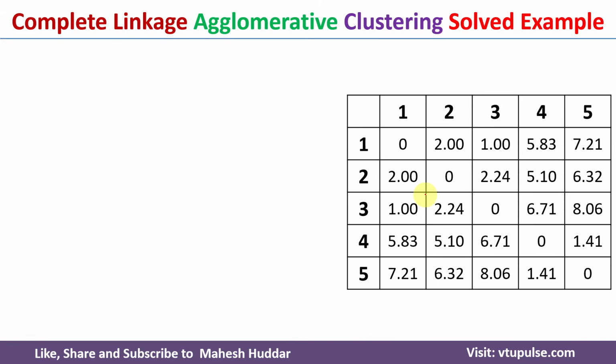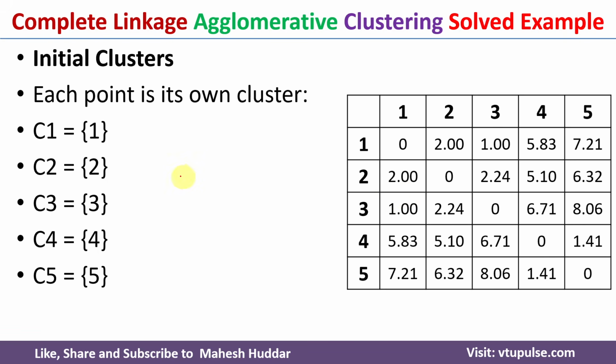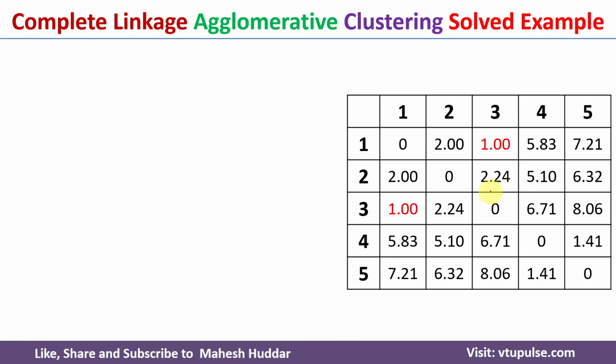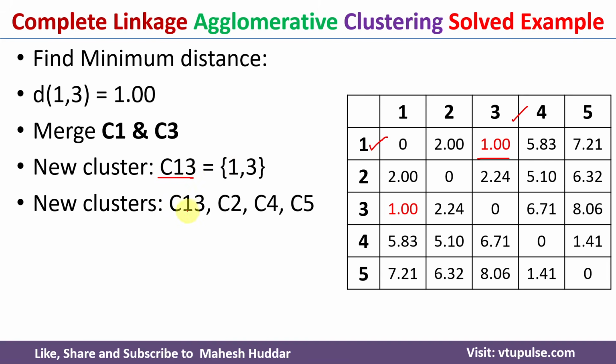In the complete linkage agglomerative clustering algorithm, we need to consider all the data points as their own clusters. So here we have 5 data points, so we get 5 clusters. Those are C1, C2, C3, C4 and C5. Once you initialize the clusters, next we need to check which pair has the minimum distance. Here we can see that the pair C1 and C3 has the minimum distance, that is equal to 1. So we need to merge these two clusters. So we get the new cluster C13, and the new clusters are C13, C2, C4 and C5.